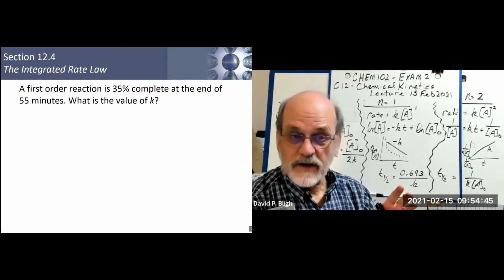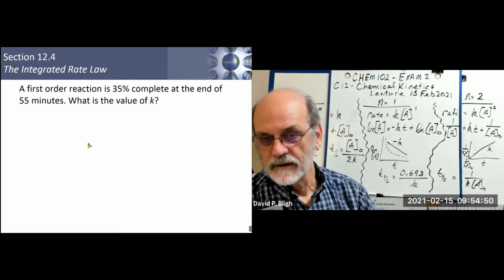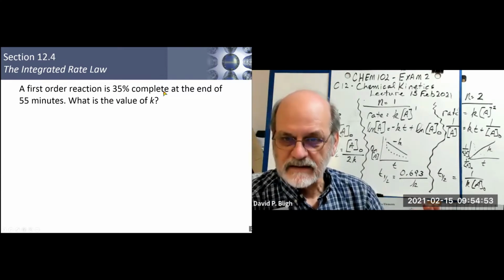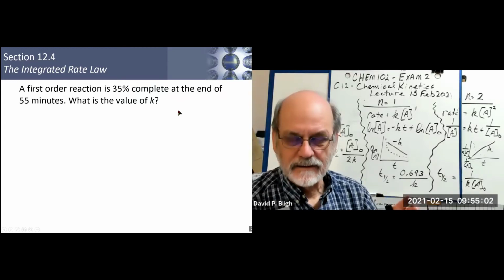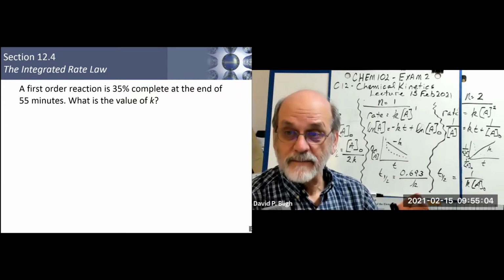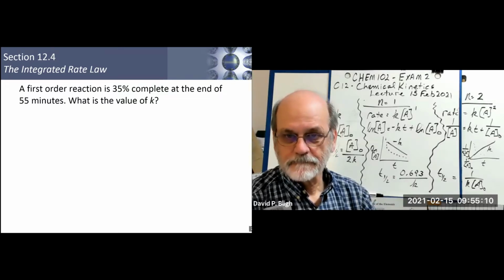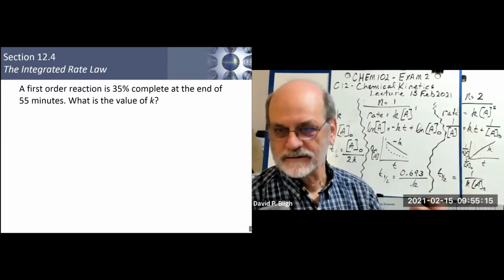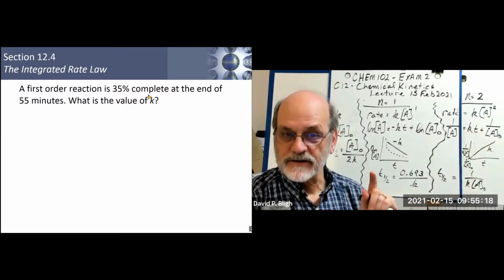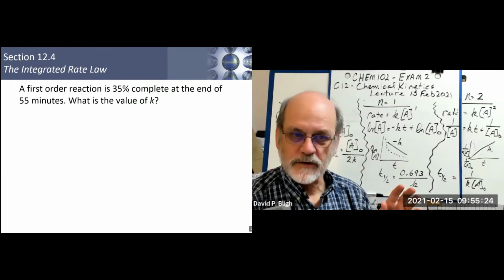So in this case, our first order reaction, look at that, they're giving you the order right off the bat. Our first order reaction is 35% complete at the end of 55 minutes. What's the value of K? What does 35% complete mean? That means that 35% of the reactant has disappeared. 100% complete would be all of the reactants gone. And it takes it 55 minutes to do that 35%. What's the value of K? All right, so here's the first step.